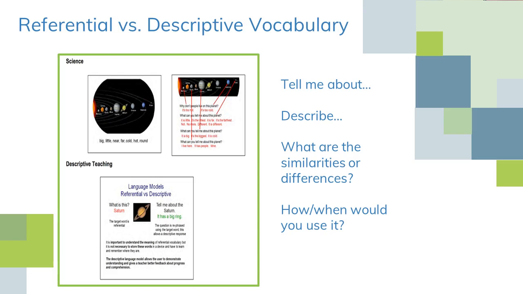So using terms like, tell me about it, describe this for me. What are the similarities and differences? How and when would you use it? So this approach, the time efficiency piece, has been a big issue for our classroom. Because if I'm going to go in and program a word in a student's device, not only do I have to actually sit down and figure out how to program the word in, but then I also have to sit down and teach the child or the student how to access that word, and we have to practice how to access that word before we can actually apply it.